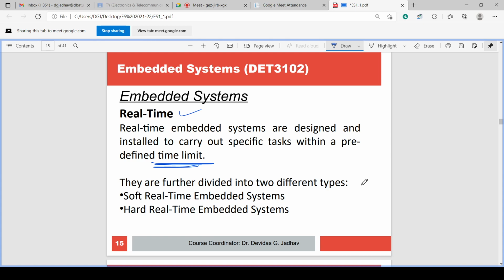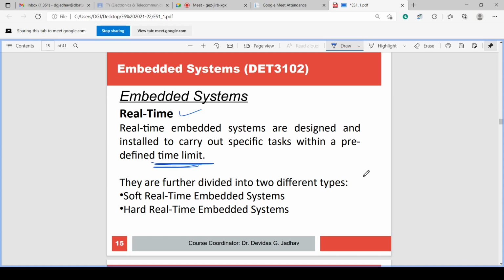So real-time systems in embedded systems are designed and installed to carry out specific tasks within a predefined time limit. This is important. A predefined time limit is there in the real-time system, a very small time limit. If that is exceeded, then it will not remain a real-time system. If the embedded system exceeds the predefined time limit, it will not remain a real-time embedded system.